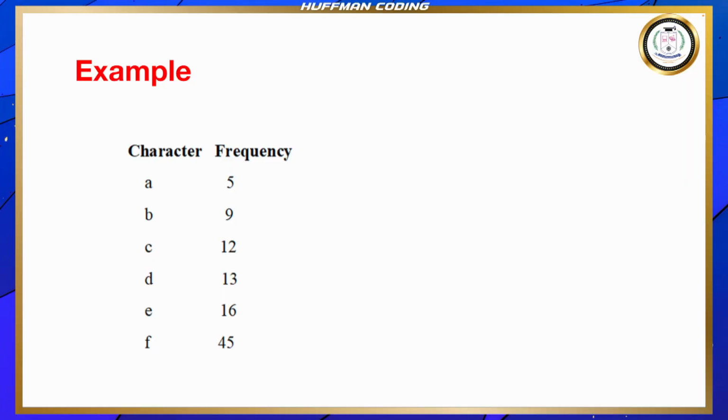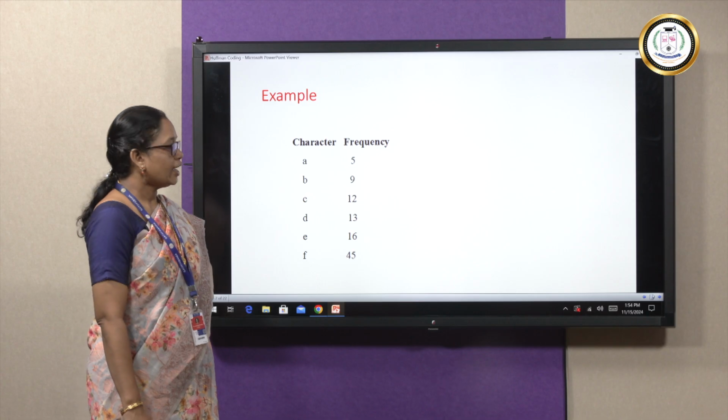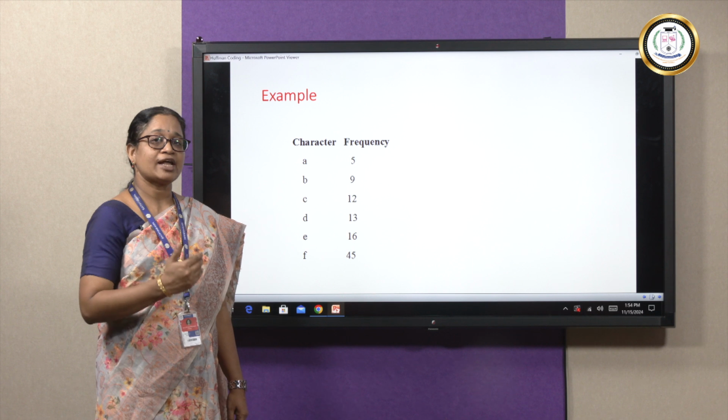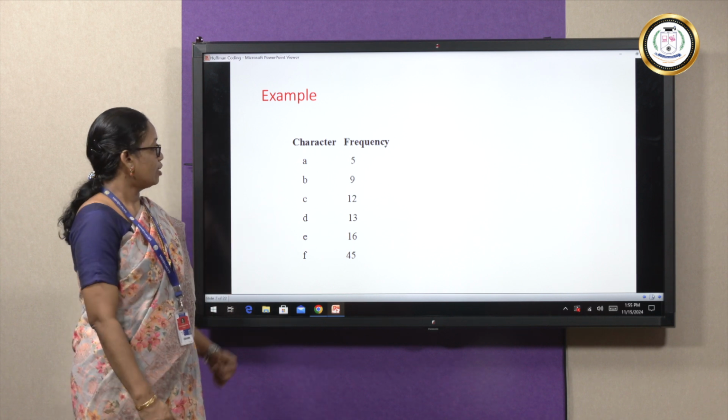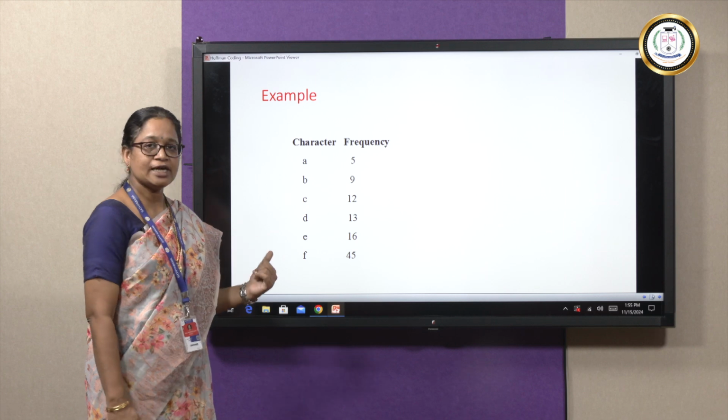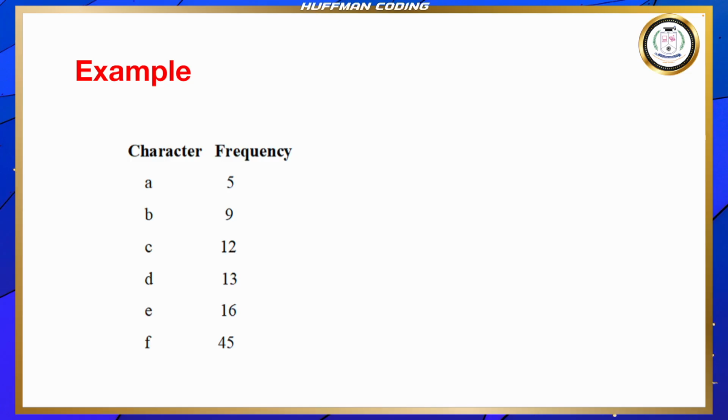Let us see the explanation with an example. Here are the input characters and the corresponding frequencies. For A, the frequency is 5. That is, the number of occurrences of character A is 5. And for B, the frequency is 9. C, it is 12. And for D, it is 13. For E, it is 16. And for F, it is 45.